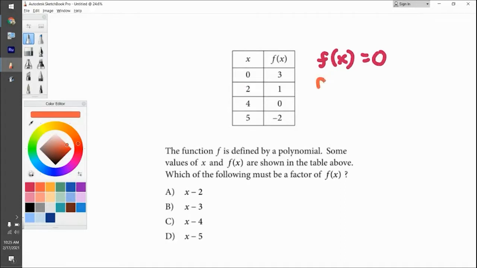Well, f of 4 is equal to 0. So because of this, 4 is the root of the factor itself, and that means that x minus 4 would be the factor. Okay, because 4 is the root of that. So if you did 4 minus 4, that would be equal to 0. So that is why your answer should be C for that one.